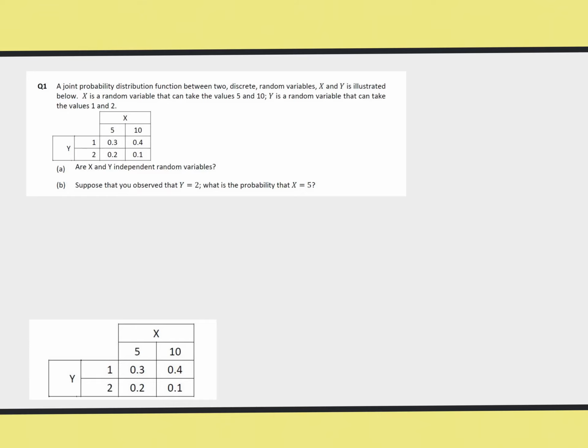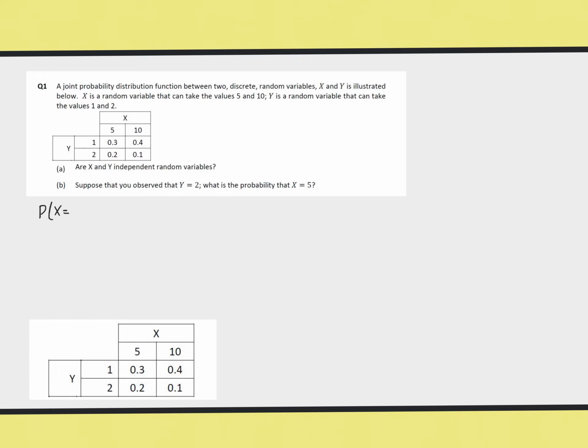So in part A, we're asked whether or not x and y are independent random variables. Now remember, two variables are independent if the conditional probability, in other words, the probability that x is equal to a particular value given that y is equal to some particular value, is just equal to the marginal or the unconditional probability, and that would need to be true for all possible values of i and j.